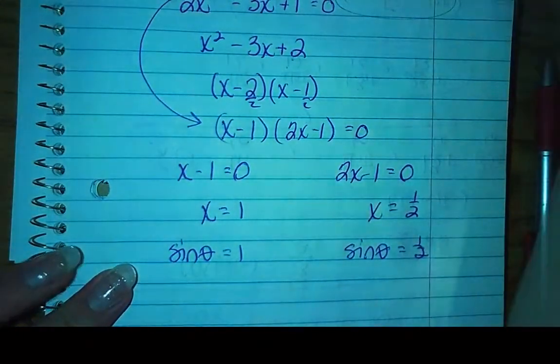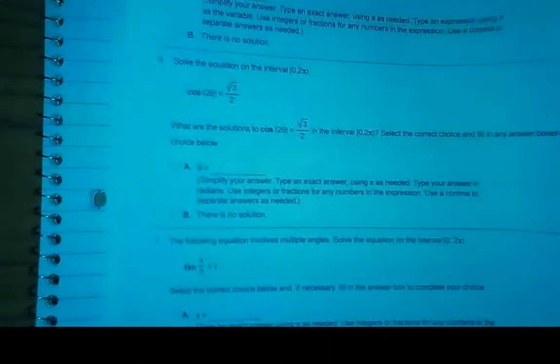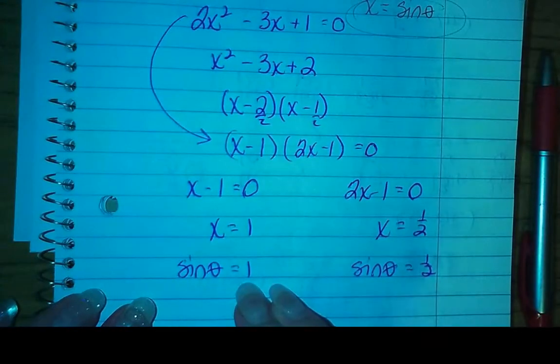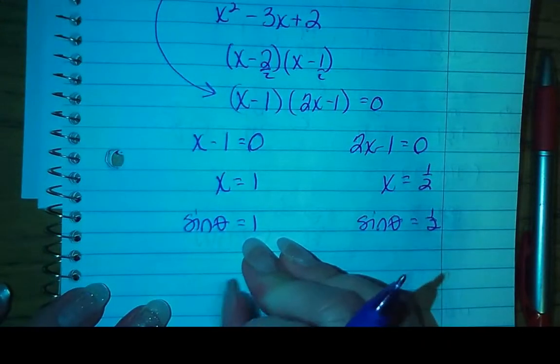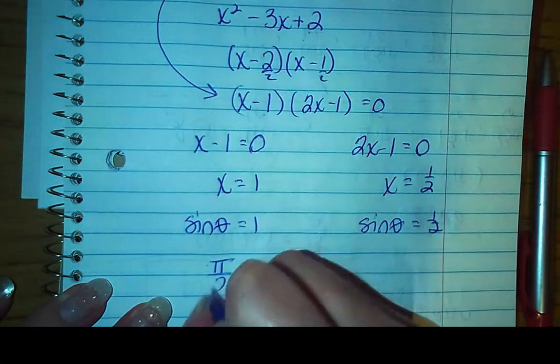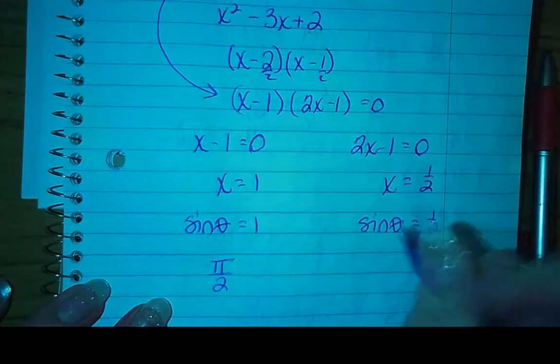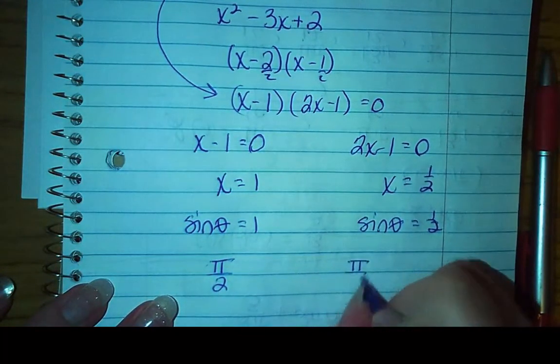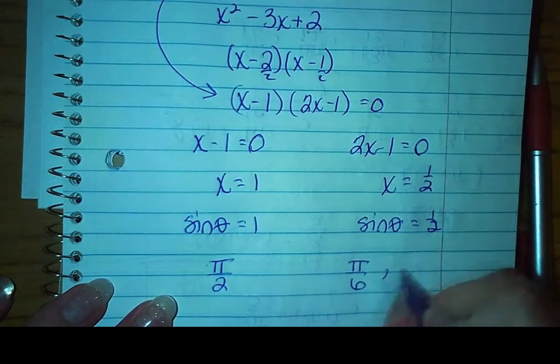And then I did not look at the restrictions. Am I restricting this? Yes, to one lap of the unit circle. So where does sine equal 1 within one lap of the unit circle? And that is going to occur at pi over 2. And then where does sine equal 1/2? Sine equals 1/2 at pi over 6 and at 5 pi over 6.